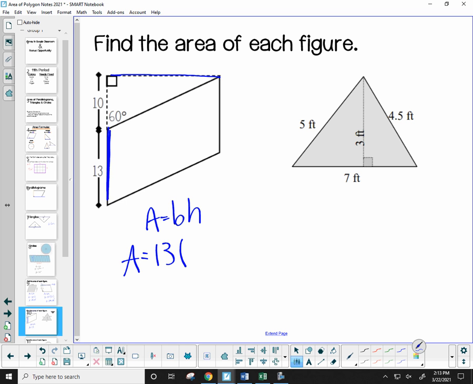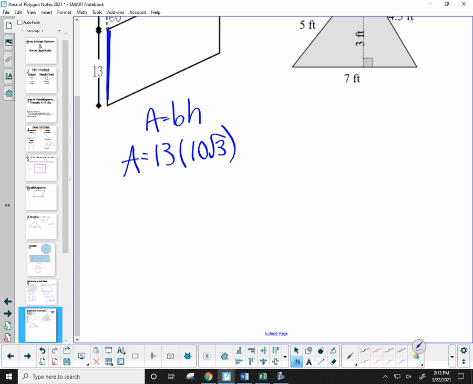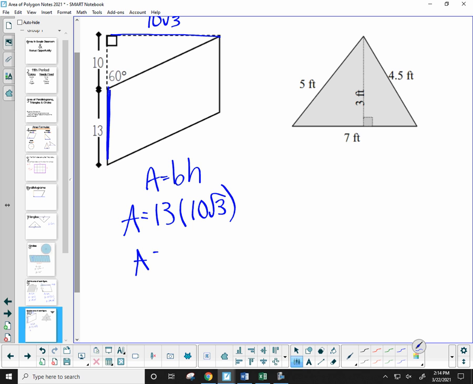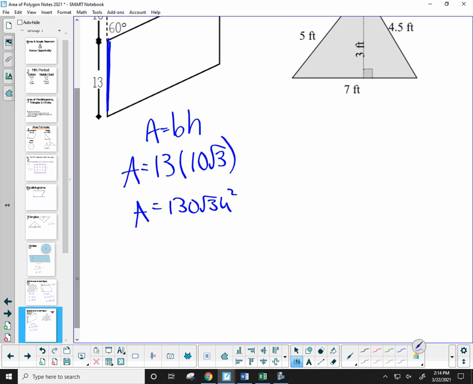So here's our special right triangle. We have a 30, 60, 90 triangle here. The 10 is what part? The short leg, long leg, or hypotenuse? Short leg. I need to find the long leg. So what's that height going to be? 10 radical 3. Good. So the height here is going to be 10 radical 3, and you can leave it like that. You could multiply it out in your calculator, I don't care. You would get 130 radical 3 square units. Is that okay?